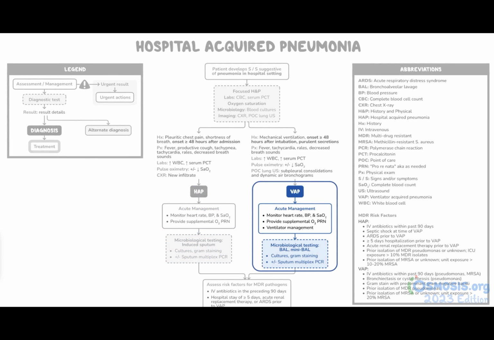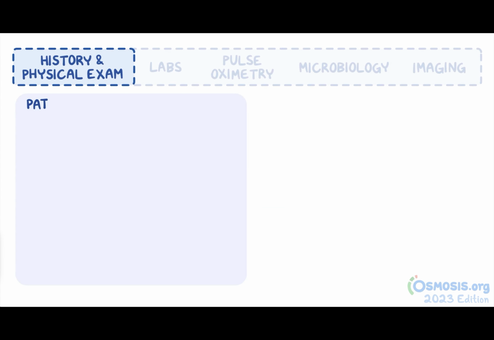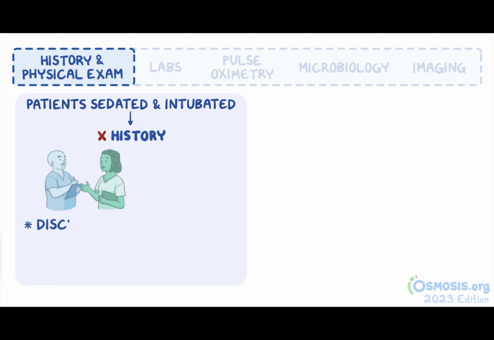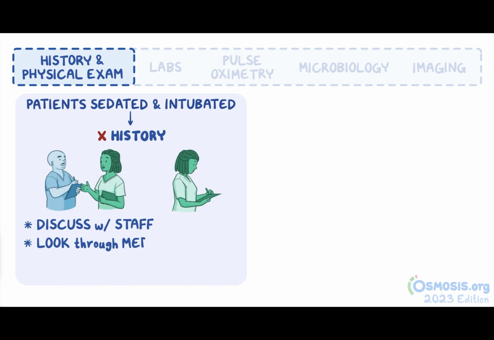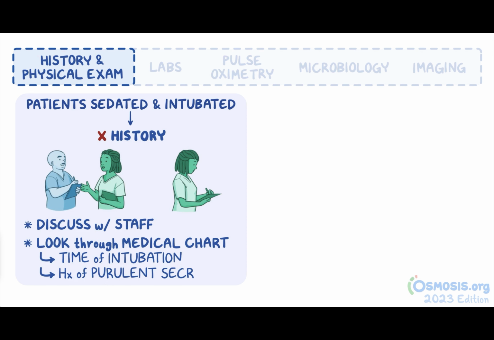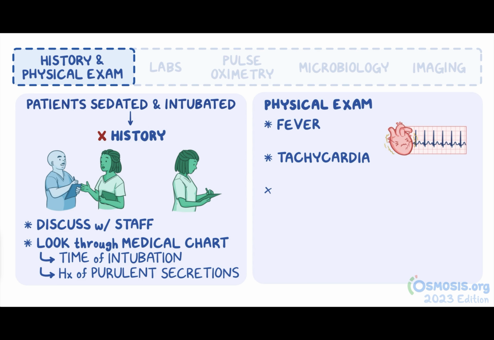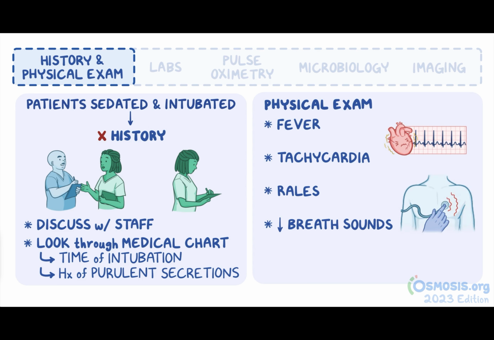All right, let's switch gears and talk about the diagnosis and acute management of patients with VAP. Patients with suspected VAP are typically sedated and intubated, so you won't be able to get the history from them. So discuss with other hospital staff and look through the medical chart for information like the time of intubation or a history of purulent secretions. The physical examination usually reveals signs like fever, tachycardia, rales, and decreased breath sounds. Keep in mind that these signs develop 48 hours after intubation.